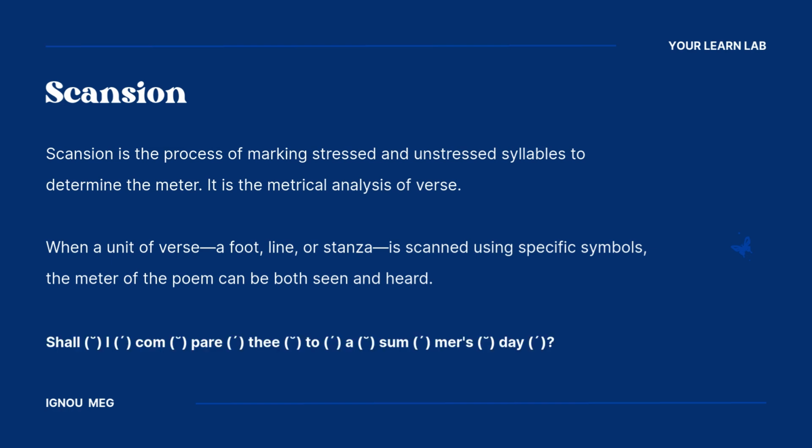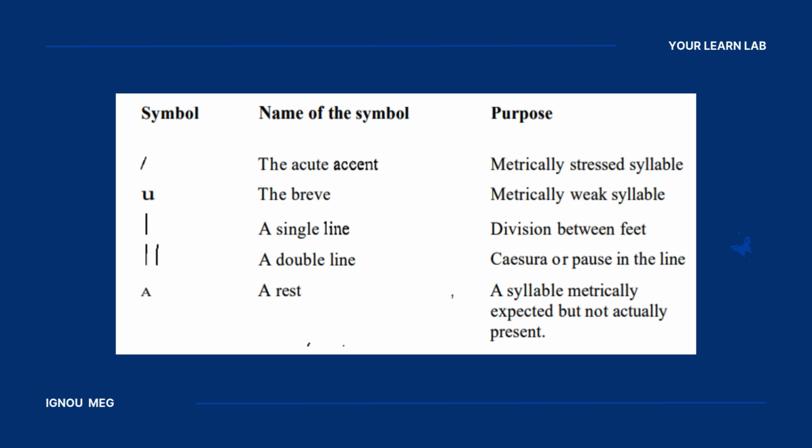For example, you have, "Shall I compare thee to a summer's day?" You can see here that there are 5 iambs in this particular line, making it an iambic pentameter. Now here are some symbols that we use in order to scan a passage in verse, and sometimes also in the case of prose. The symbols are as given.